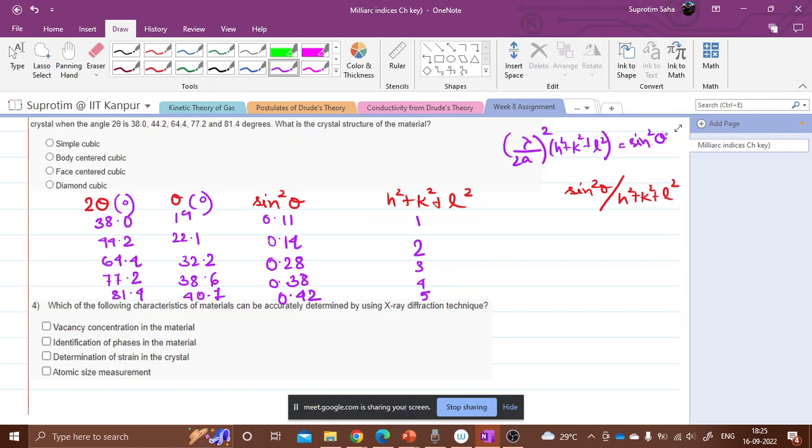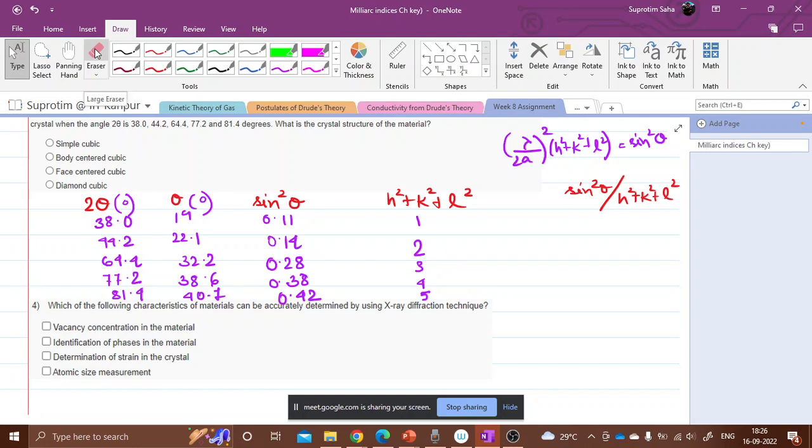for all these scenarios you will have this ratio as constant, but it doesn't happen for simple cubic, body centered cubic and diamond cubic, as you will see, because for body centered cubic, as you divide by these numbers, it will not fetch you the correct constant ratio. But what happens for FCC, you'll see what happens for FCC, not all these values are allowed, right?